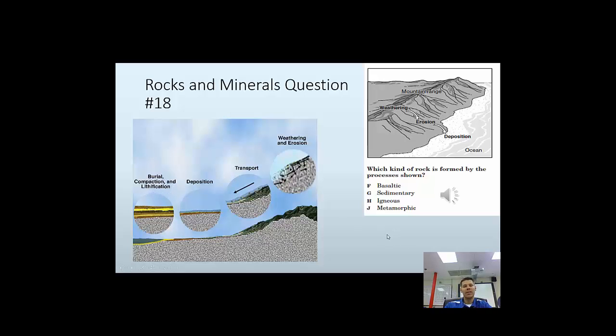And that's a real easy one if you know your three basic rocks. And the answer here is G, a sedimentary rock. Because remember, igneous rocks are from lava and magma, and metamorphic rocks are from heat and pressure. G, sedimentary rock.